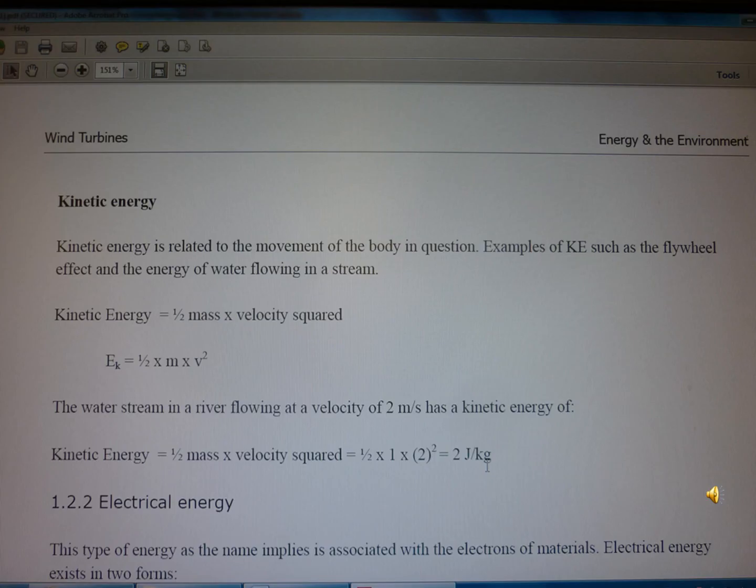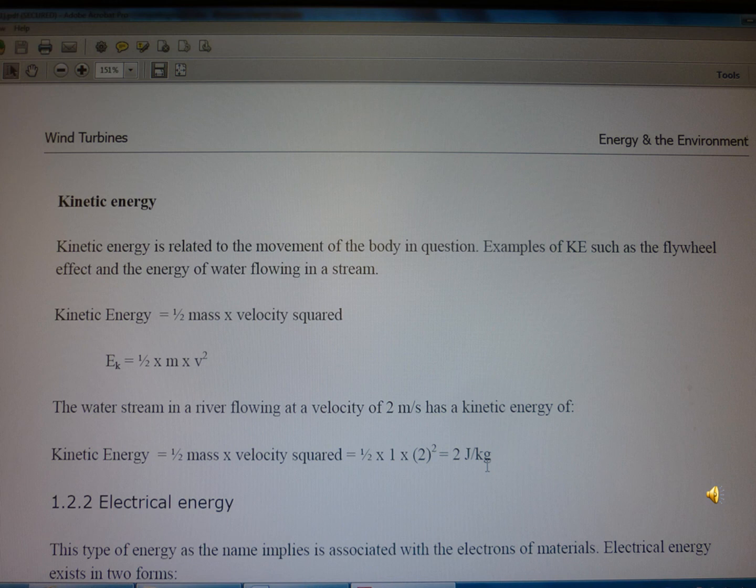Kinetic energy is related to the motion of a body and its velocity. So kinetic energy is half multiplied by mass multiplied by velocity square. For example, the water stream in a river is flowing at a velocity of 2 meters per second. In this case kinetic energy can be calculated as half multiplied by mass multiplied by velocity square. So half multiplied by 1 multiplied by 2 square, so you get 2 joule per kilogram.